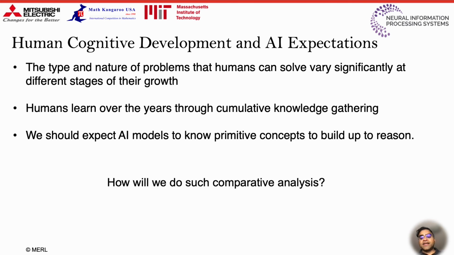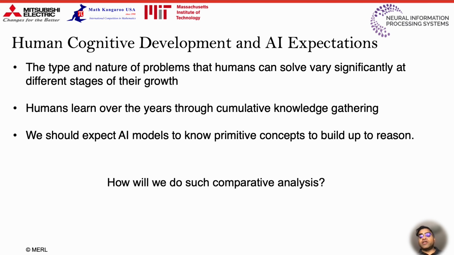We attempt to answer these questions from the perspective of comparing a well-trained AI model to the various stages in human cognitive development to understand any correlations between human and AI cognition. As we all know, humans develop their problem-solving abilities over a period of development towards adulthood, and the type and nature of problems that they can typically solve at different stages of their growth vary significantly. The cumulative knowledge gathering in building human intelligence enforces an order to the way cognitive foundations are established in rational agents.